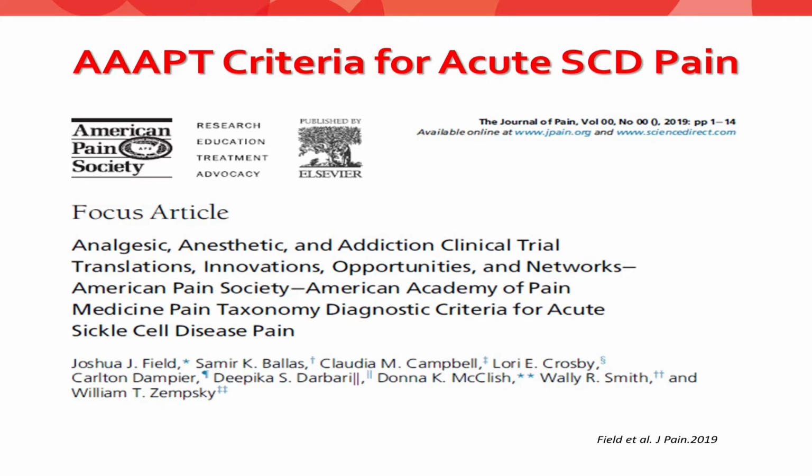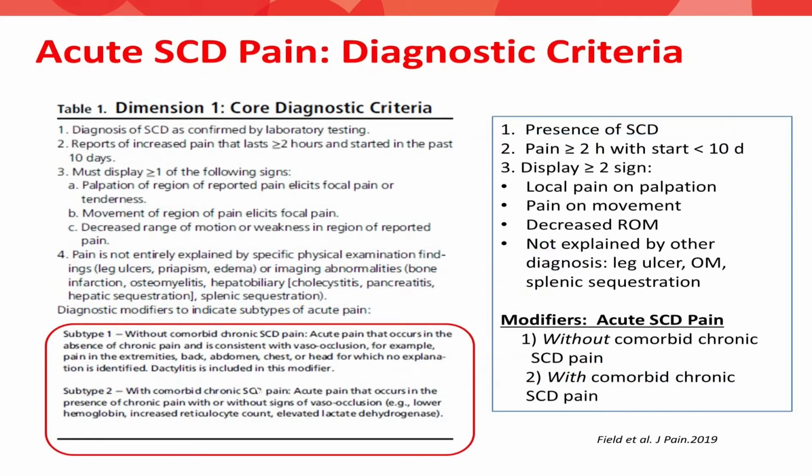So we know a patient has to have sickle cell disease and pain, and this was just consensus. If the pain is lasting for more than 2 hours, it probably is related to the vaso-occlusion, and there were certain signs. But I think the important part of this classification was the modifier, because that really affects our management and the outcome in our patient.